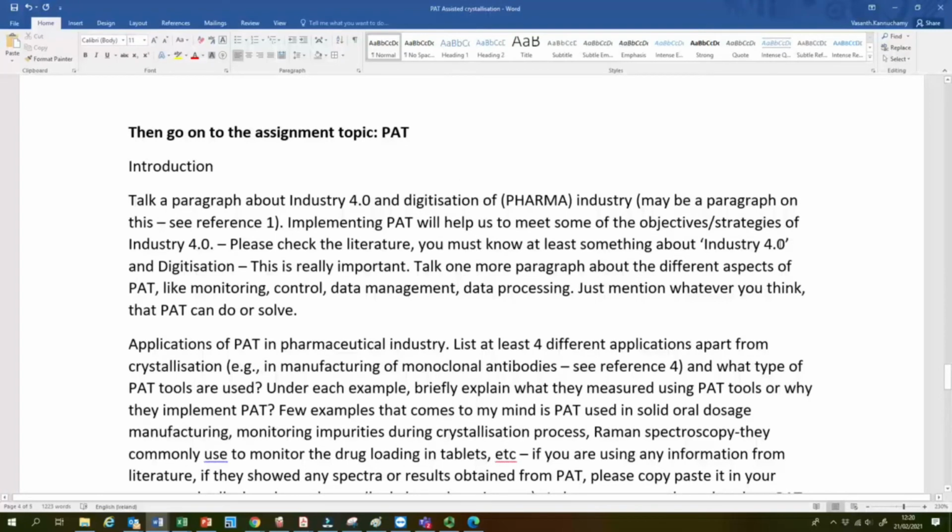So if you need to advance anything, the current state of the art towards Industry 4.0, or to digitize any existing plant, we really need PAT tools. So PAT tools play a big role in taking the existing technology to the next level.